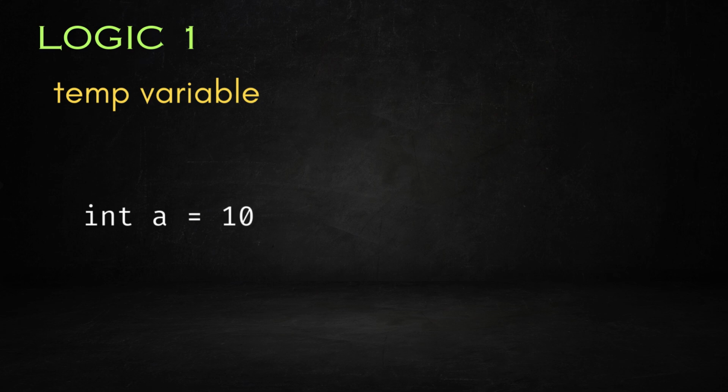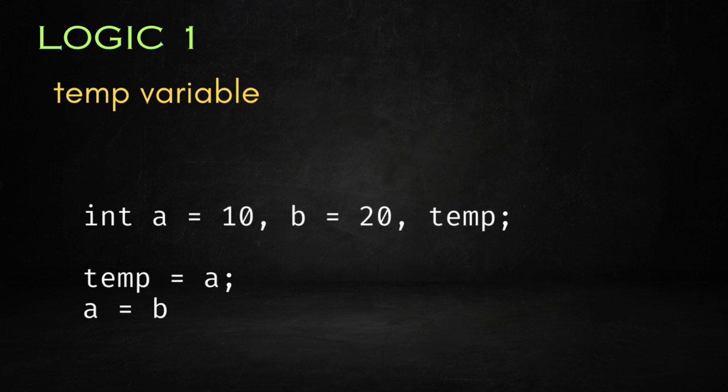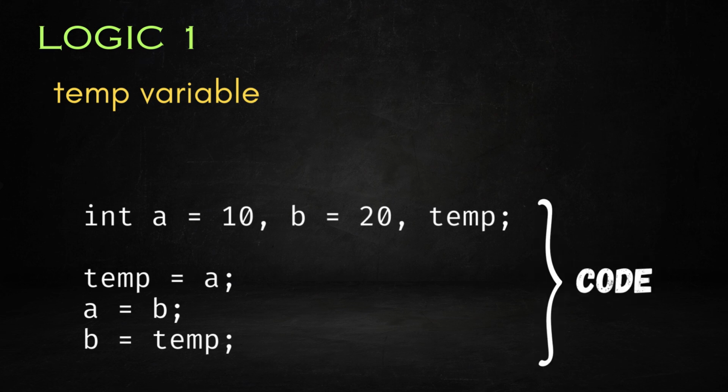int a = 10, b = 20, temp; temp = a; a = b; b = temp; This approach is very clear and perfect for beginners.